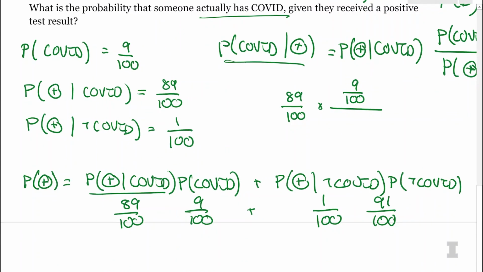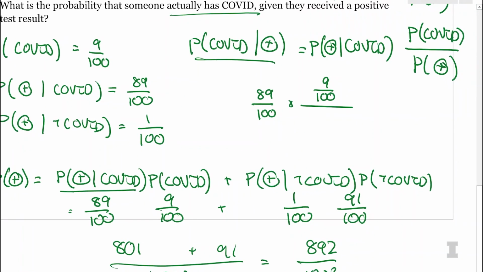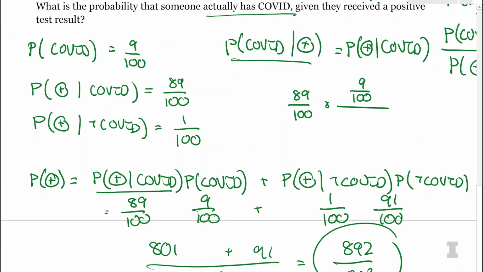So if I simply multiply this across, I get, Carly, can you give me 89 times 9? Yes, for sure. 89 times 9, and that is 801. 801. And then I'm going to add 91, all over 100 squared. So that's going to be 892 over 100 squared. So I'm going to go ahead and move that up into this formula, because this is the probability of a positive test result.